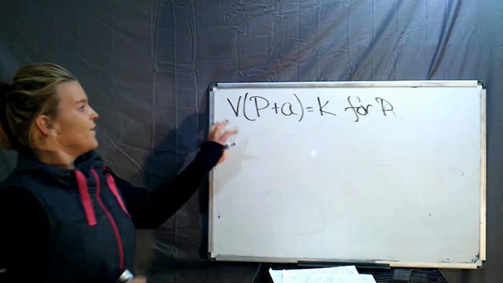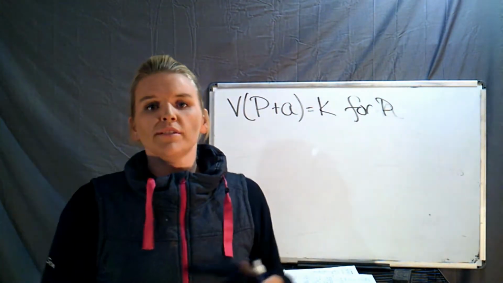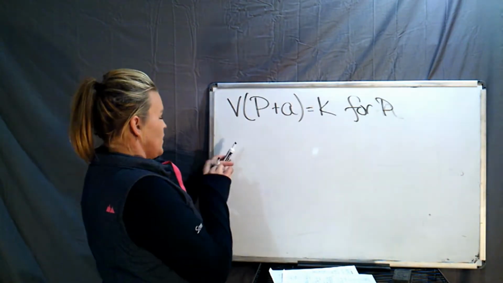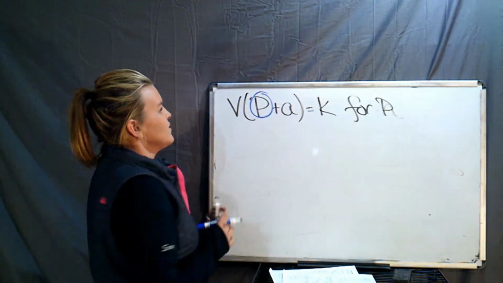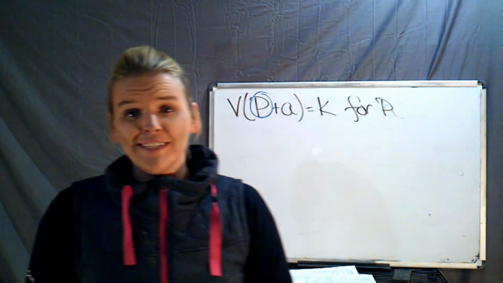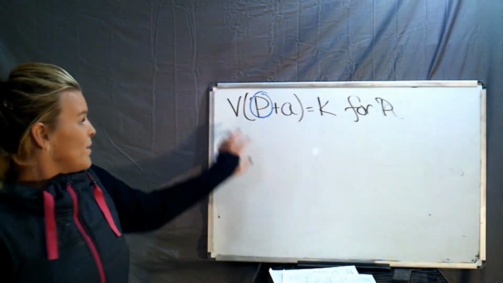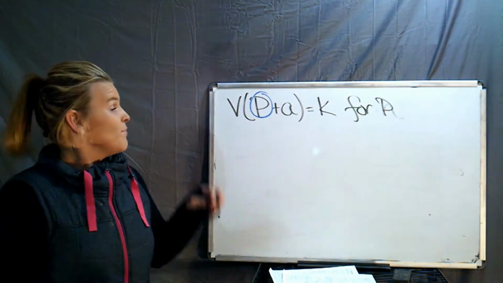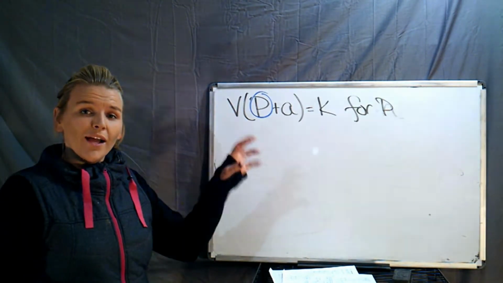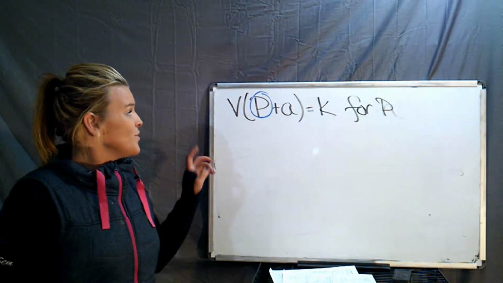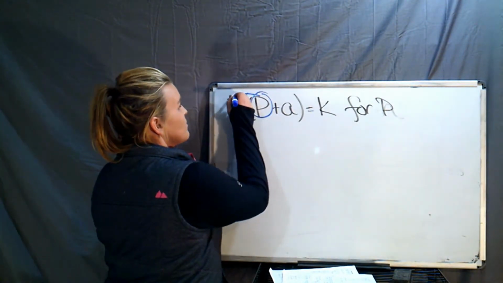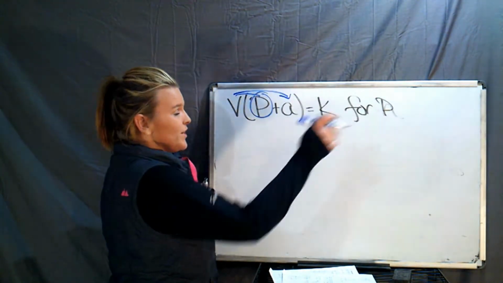Okay, so I have v times p plus a inside the parentheses is equal to k, and we're going to solve for this p here inside these parentheses. Okay, your first instinct might be to divide by v, but we can't do that. Why? Because we still have to apply our order of operations. We need to distribute this v into these parentheses. So v goes to p and v goes to a. We distribute it in there.